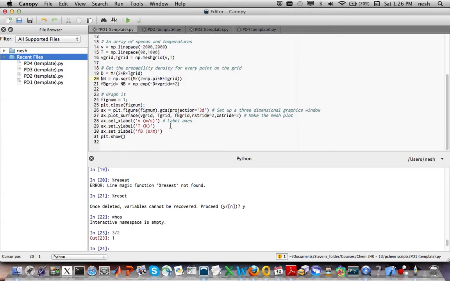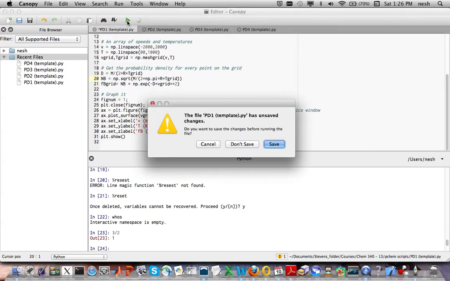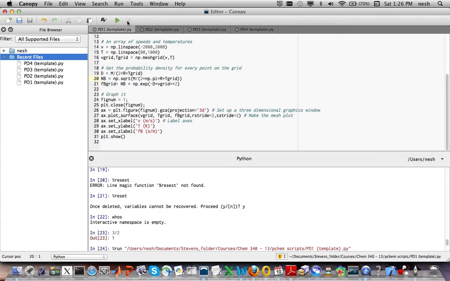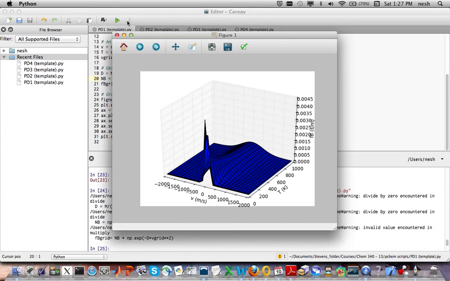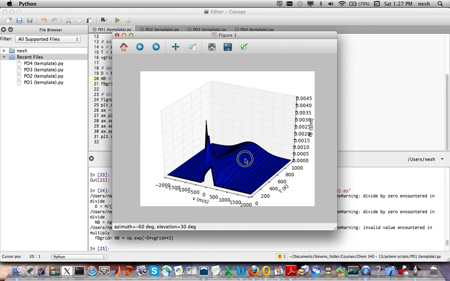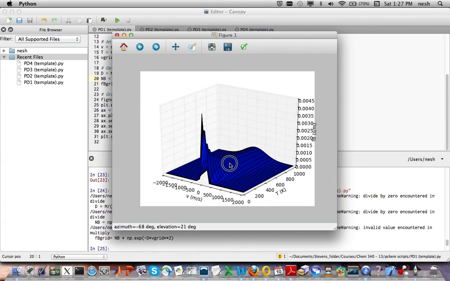So, the graphing all looks okay so far. So I'm going to go ahead and execute that, and hopefully we'll get a graph out of it. So there's the graph, and well, that looks pretty good. You can click and rotate it, of course, and you'll want to study that a bit.